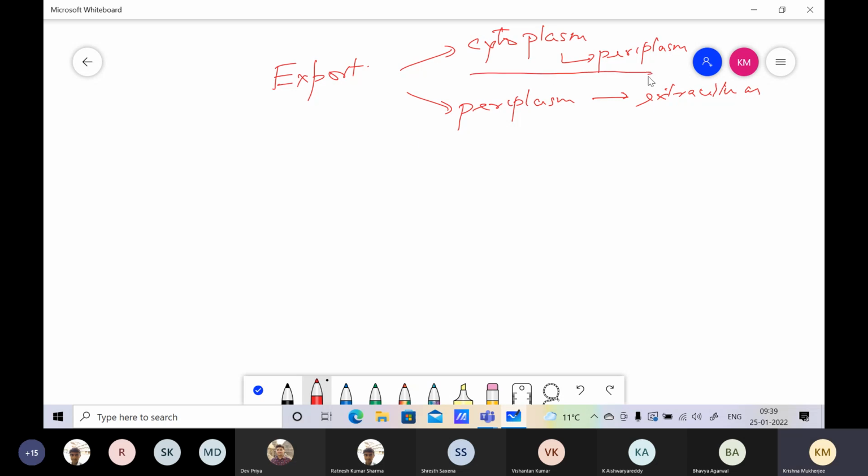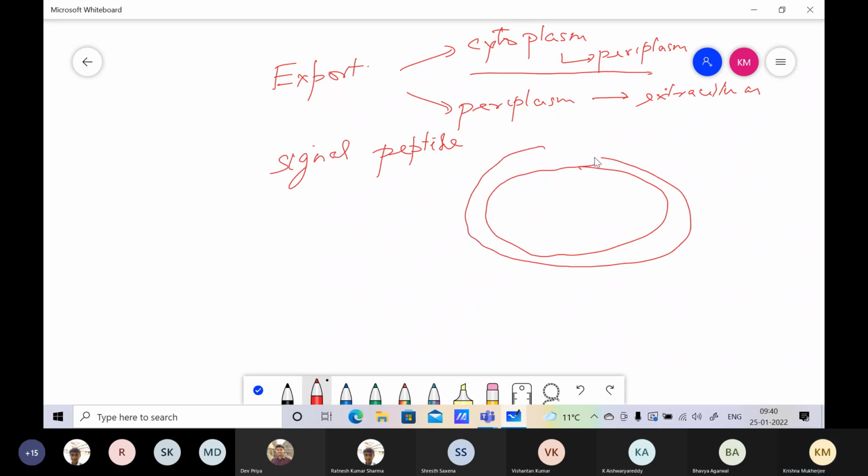This is a more achievable process, and normally it is achieved by putting signal peptides. You have heard of signal peptides, which translocate the protein. This is the cell and this is the periplasmic space. If you have a signal peptide, the signal peptide targets the protein to the periplasm, and in the process it gets cleaved.